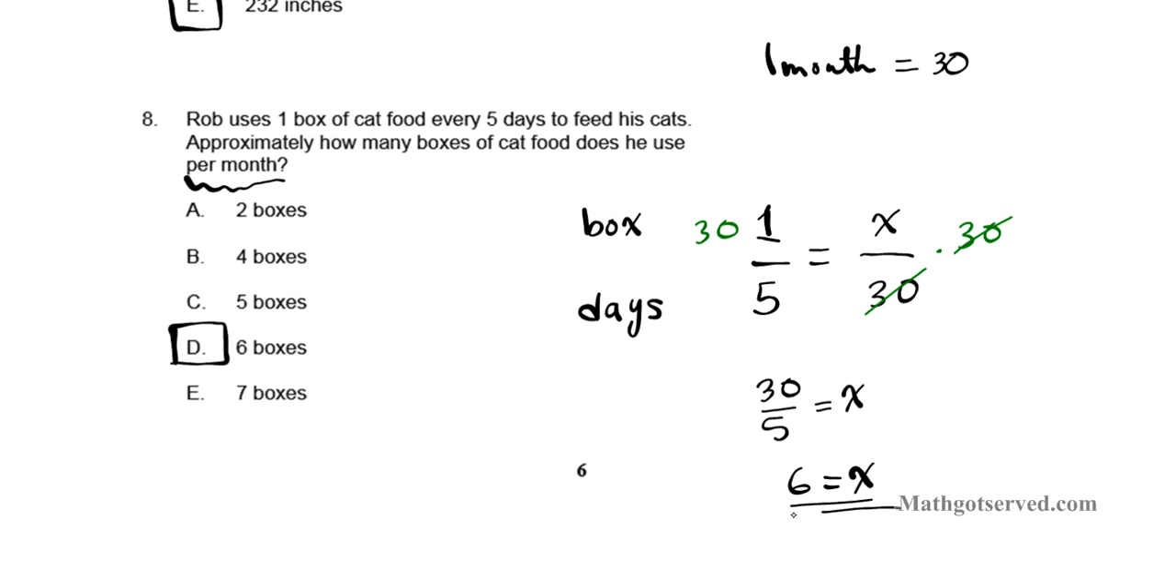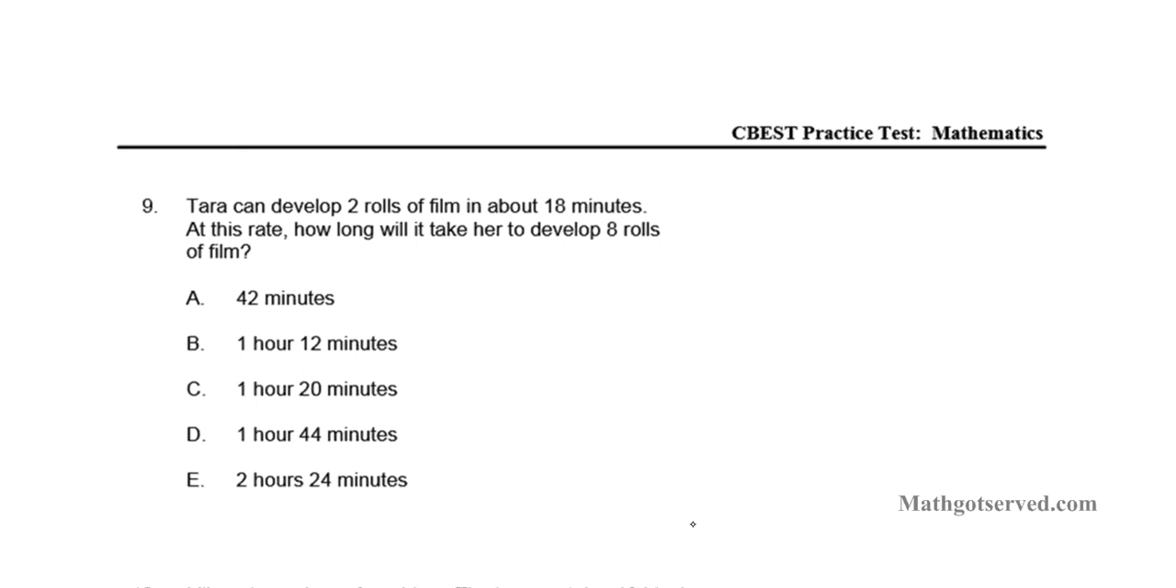Okay, let's move on to the next question, question 9. All right, so it says Tara can develop 2 rolls of film in about 18 minutes. At this rate, how long will it take her to develop 8 rolls of film?